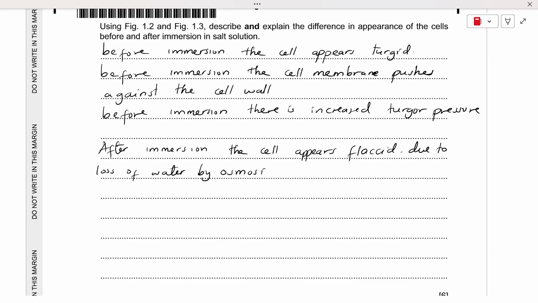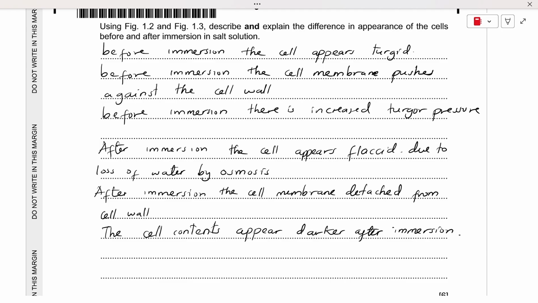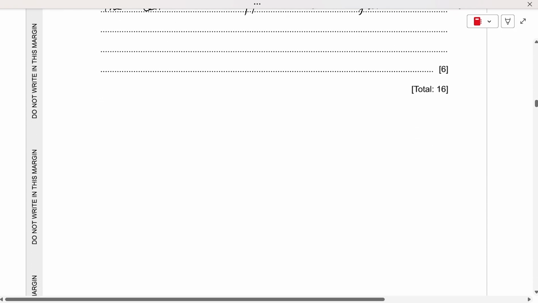Then after immersion, the cell membrane has detached from the cell wall. The cell membrane detached from the cell wall does not push against the cell wall anymore. And of course after immersion, the cell appears to be darker. So that is what we observe after immersion. Okay, move to the next question.